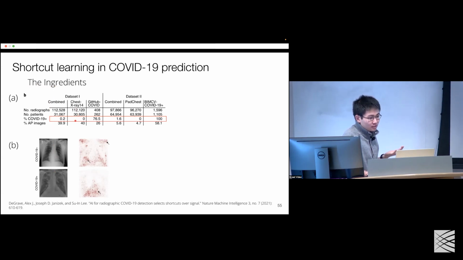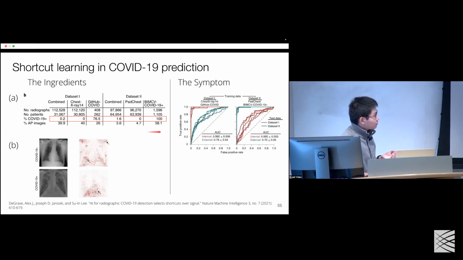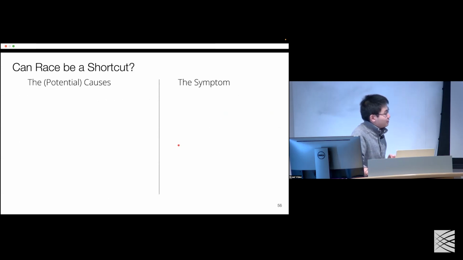So what happens when we try to evaluate our model with a shortcut? We find that we get really good performance if we evaluate it on the training set, essentially the same distribution as the training set. But if we try to evaluate it on an external data set, we get a much worse drop in AUROC. Okay, so the question is, does this happen in chest X-rays? In no finding diagnosis, can race be a shortcut?